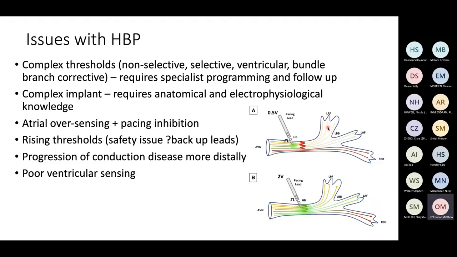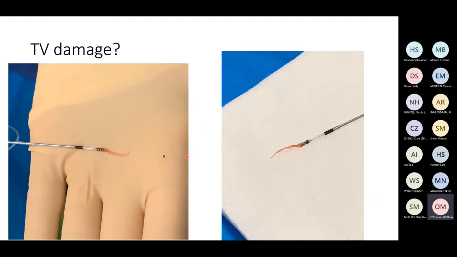Poor ventricular sensing is another issue with it. And tricuspid valve damage: the bundle of His, right between the atria and the ventricle, is right on the line where the tricuspid valve is. And you can screw the lead directly through the tricuspid valve. And you can pin it to the wall of the ventricle. You can cause problems to it during implant. So there's quite a lot of issues with His bundle pacing.